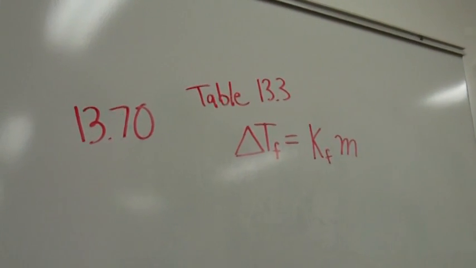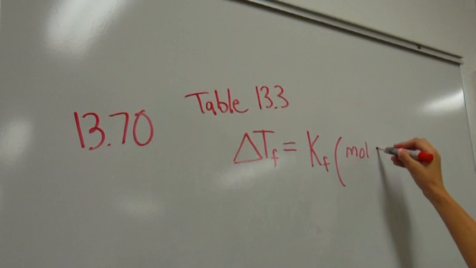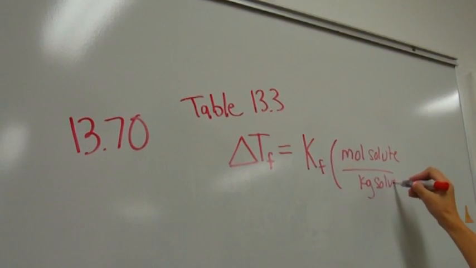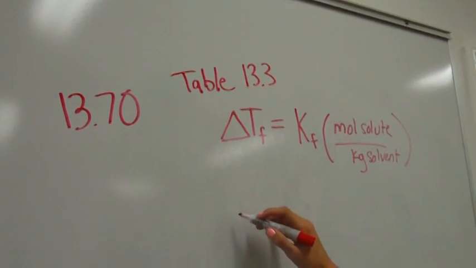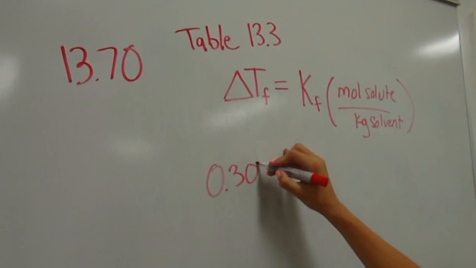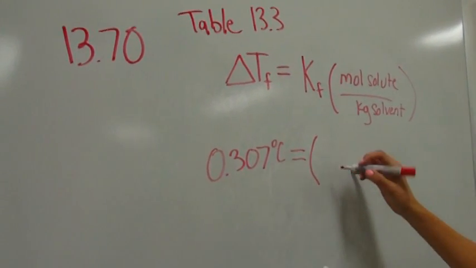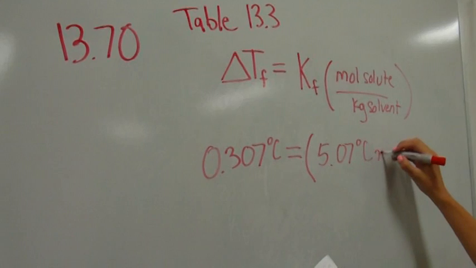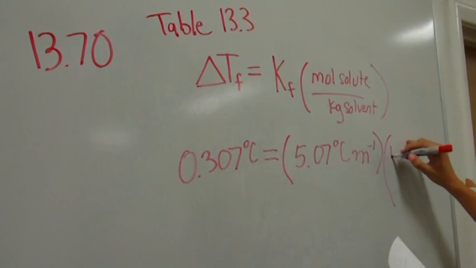So, in the problem, actually, instead of molality, we're going to write it out as moles of solute over kilograms solvent as well. And you'll see why we're going to do that in a little bit. So I'm just going to plug stuff in. It tells us that the change in temperature we want is 0.307 degrees Celsius. From table 13.3, we can get the constant, which for benzene is 5.07 degrees Celsius per molality. And then over here, moles of solute is what we don't know.